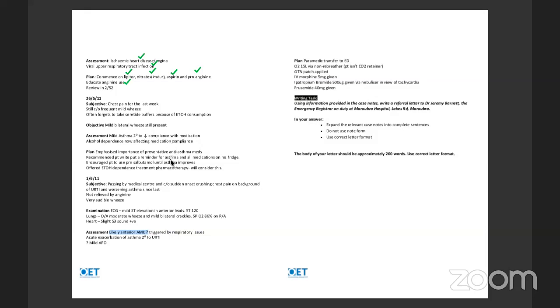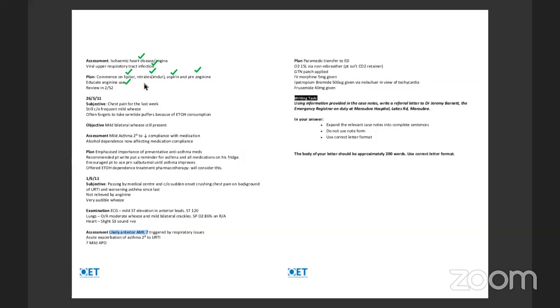So we can write: on a subsequent visit, exercise stress test revealed very slight minute ischemic changes. Also, mild bilateral wheeze was present due to viral upper respiratory tract infection. He was commenced on Lipitor, nitrates, aspirin, and adenine. He has been provided with some advice regarding improving his compliance, and we have also educated him about the adenine use. This is something you can mention.